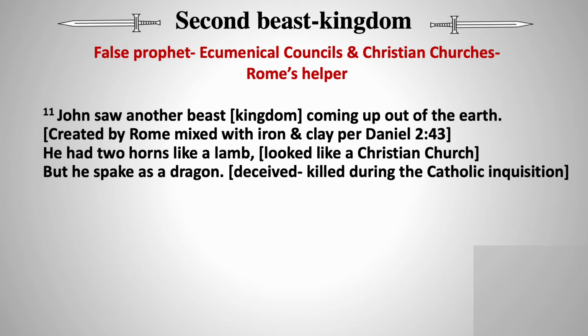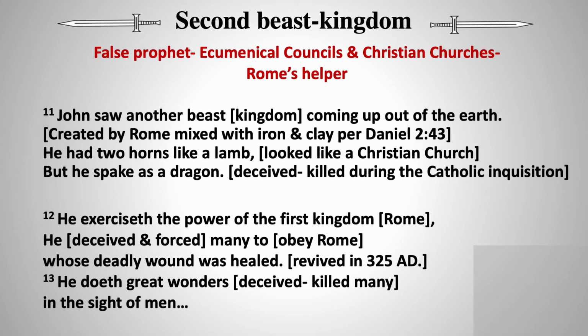Verse 11 says that John saw another beast kingdom come out of the earth. He had 2 horns like a lamb, looked like a Christian church, but he spake as a dragon. In other words, this is he who deceived by setting up councils, then killed millions during the Catholic Inquisitions. 12 says, he exercised the power of the first kingdom. He deceived and forced many to obey Rome, whose deadly wound was healed in 325.